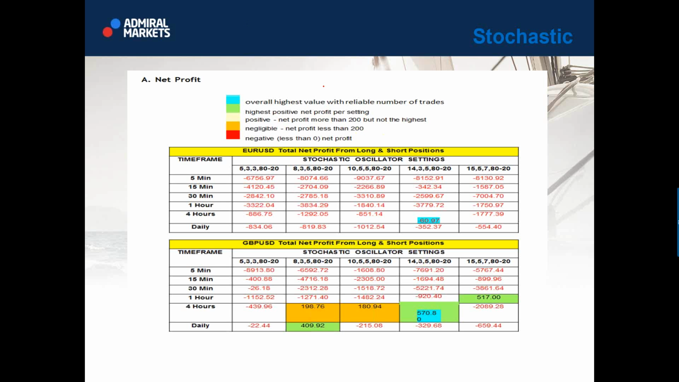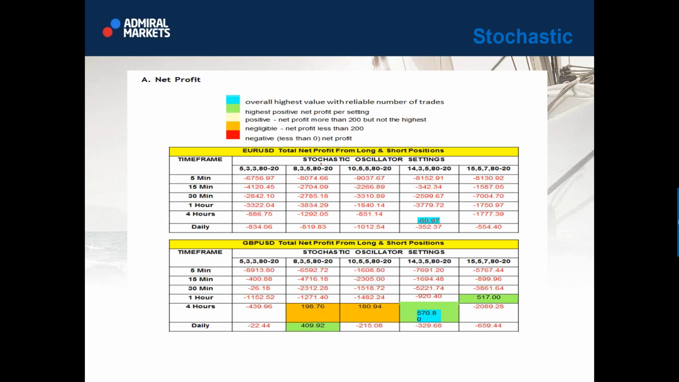So RSI, CCI, stochastic, those are leading indicators. And every single custom indicator is just a reformed, revised version of an existing indicator. So do not let marketers sell you snake oil.